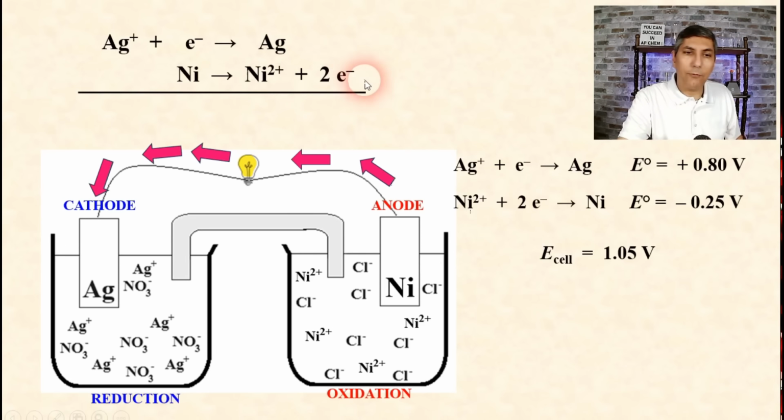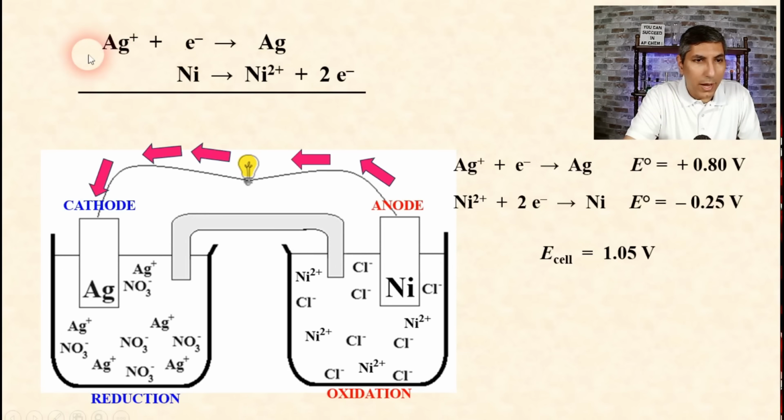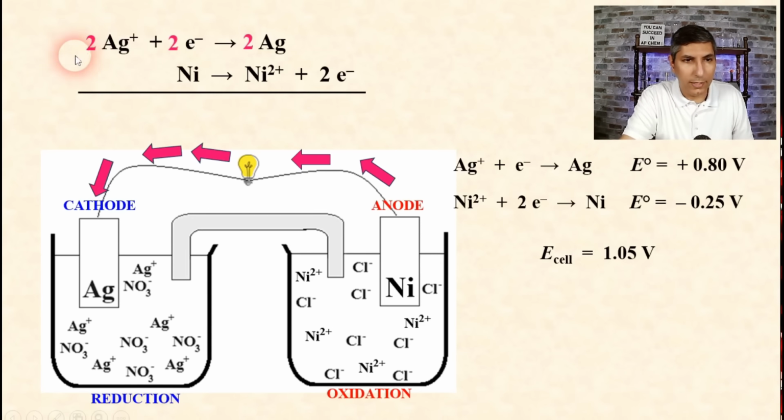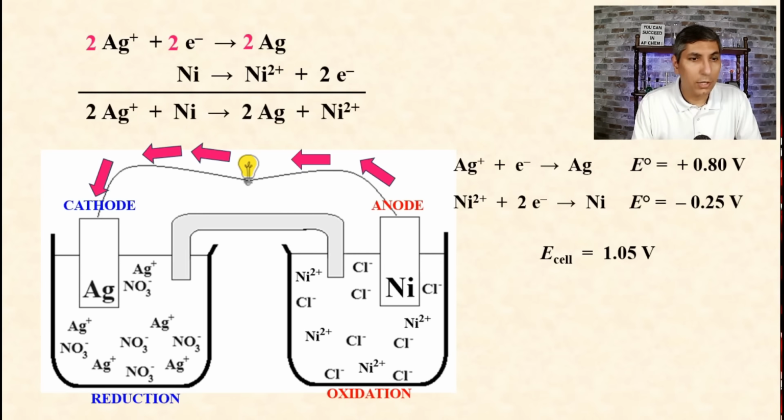And whenever you add the two half reactions, you have to make it so that these electrons cancel out completely. So they're not canceling out completely right now, so I have to multiply the silver equation by 2, just like this, so that the 2 electrons will now cancel out on both sides. And so the overall balanced equation is 2Ag+ plus Ni yields 2Ag plus Ni2+.